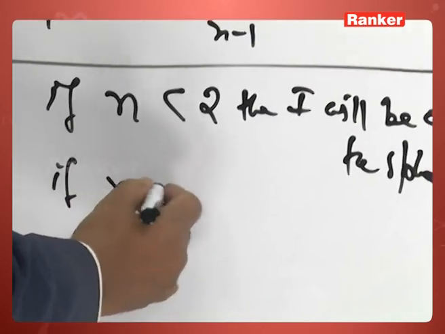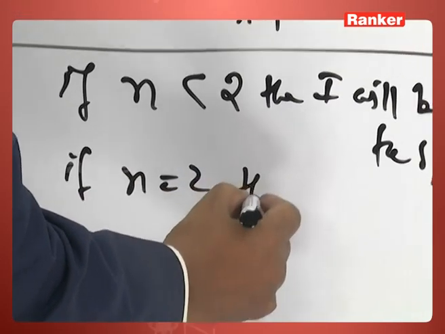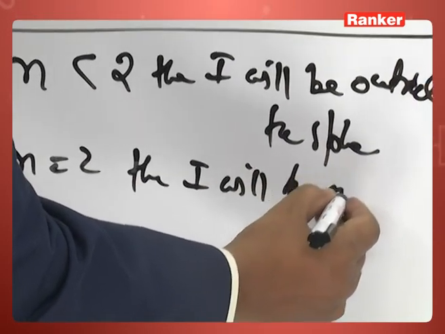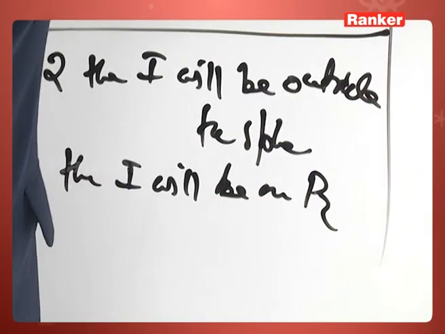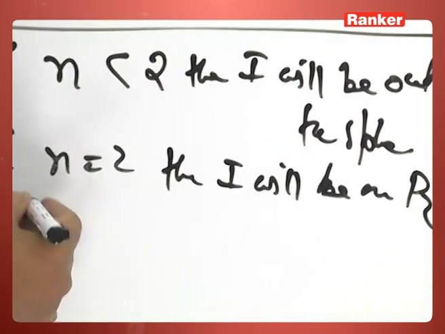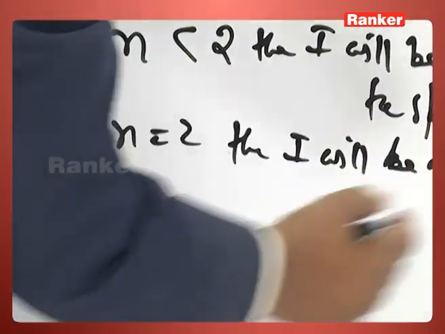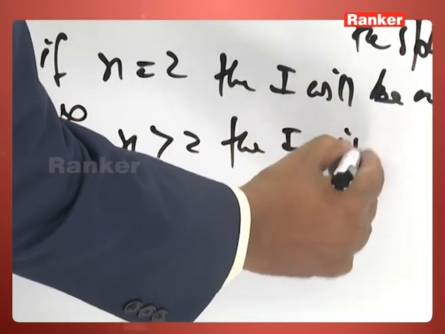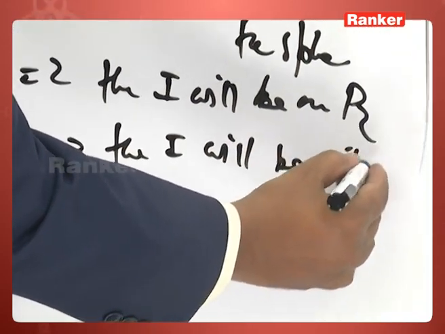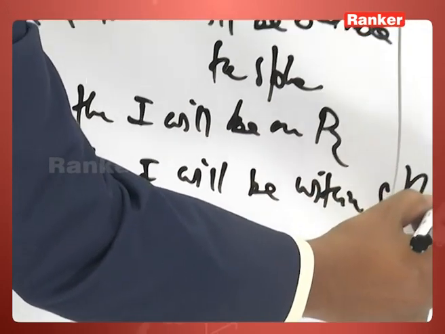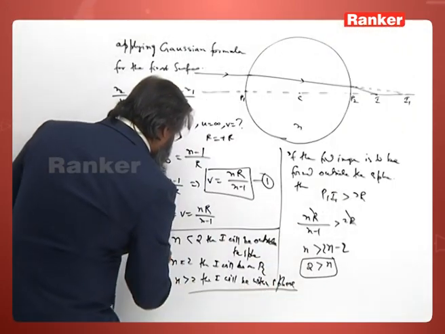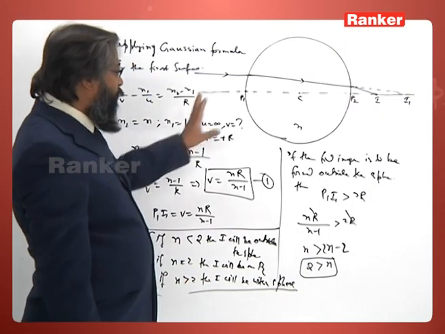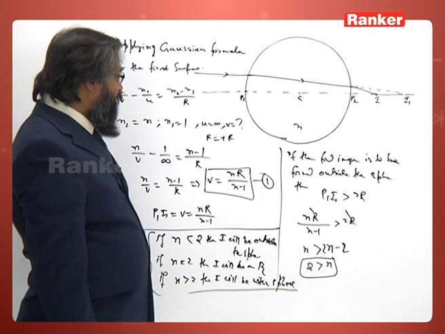If N is equal to 2, then I will be on P2, this point. If N is greater than 2, then I will be within the sphere. So these cases are very important. Depending on N, we will have these conditions.